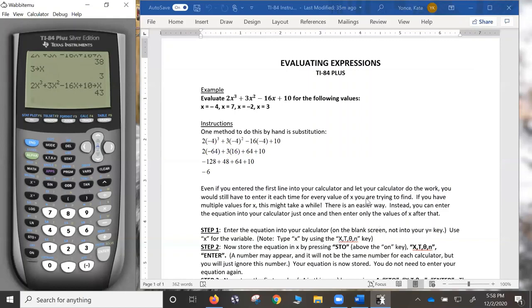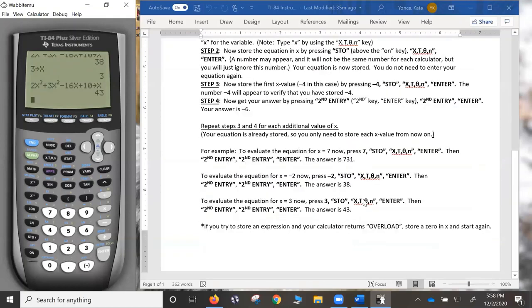One thing to mention before we go is that it's at the bottom here. If ever you try to store it in there and you get the answer of overload on your calculator, then just click 0, store x, enter, and start over, and then you'll get the answers.